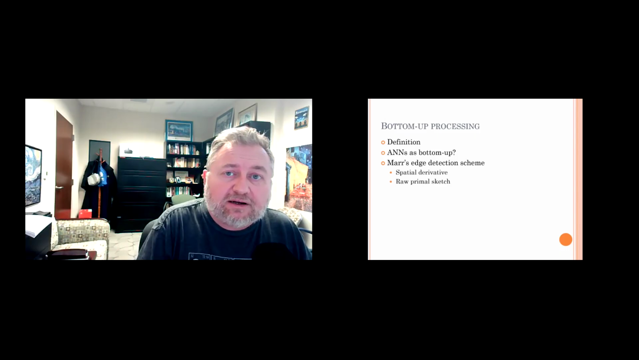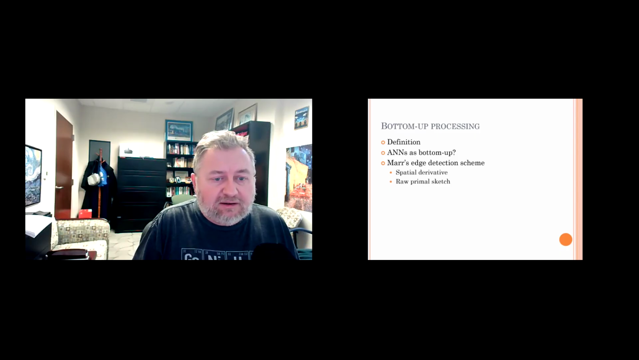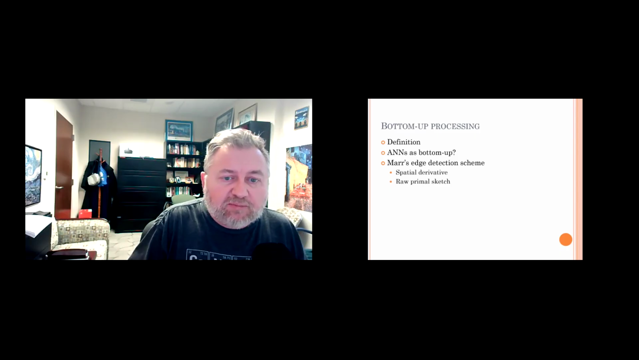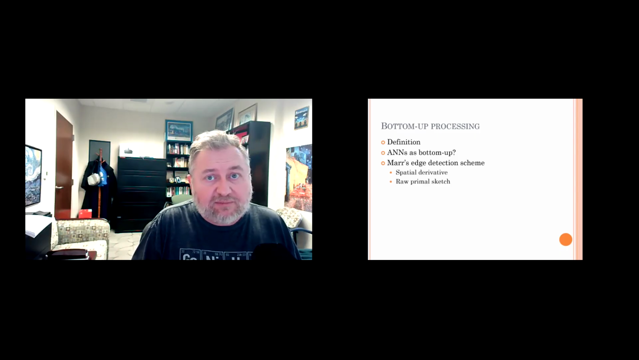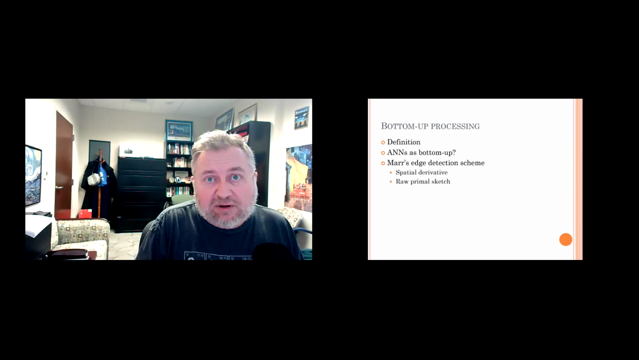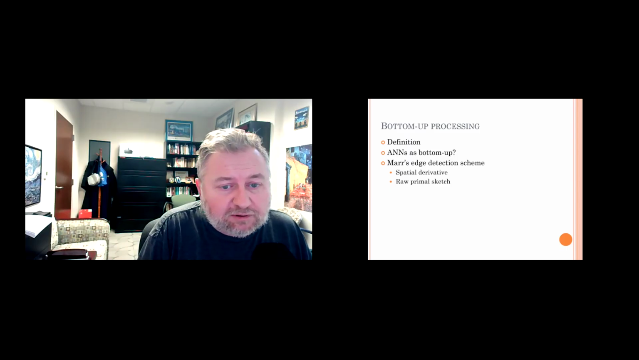And that's a top-down effect. So here we see that the inclusion of both bottom-up and top-down influences shows up very early on in neural networks. So that's not really a bottom-up process, long story short.